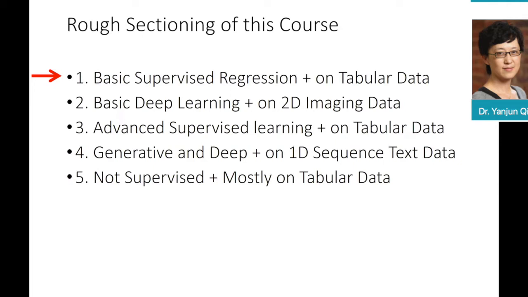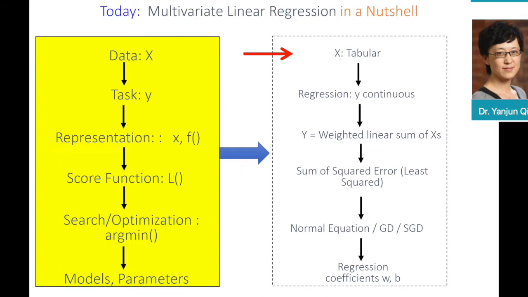So the rough sectioning of this class, I did not cover in detail, but just to put it here, for every future class, I'm going to have this page just to let us know where we are. We're in section 1, which is about basic supervised regression on tabular data. So today we're going to cover multivariate linear regression. And then this is the view of linear regression in this nutshell.